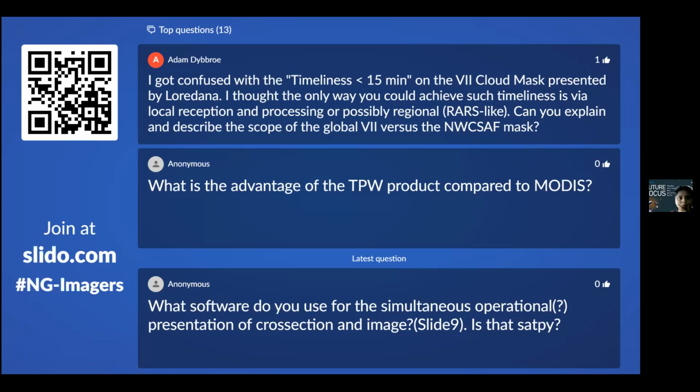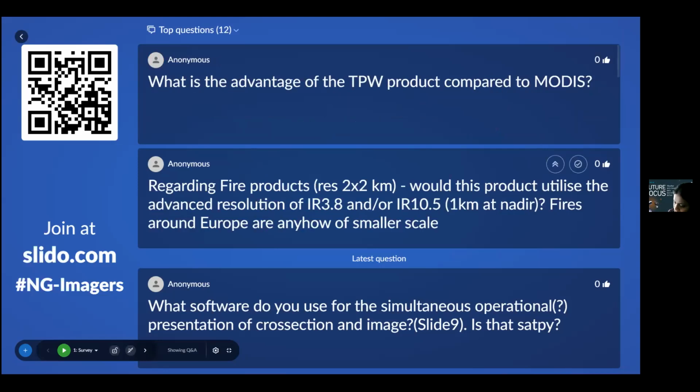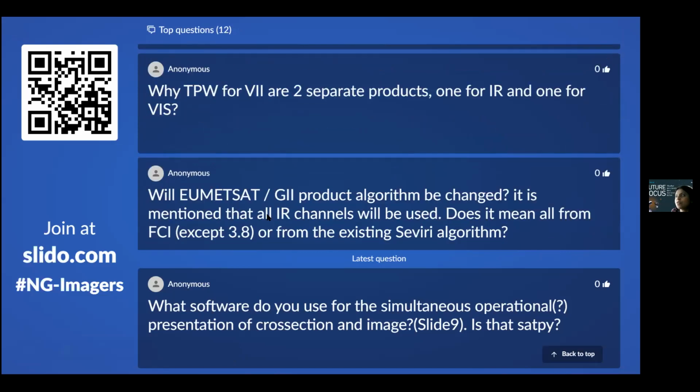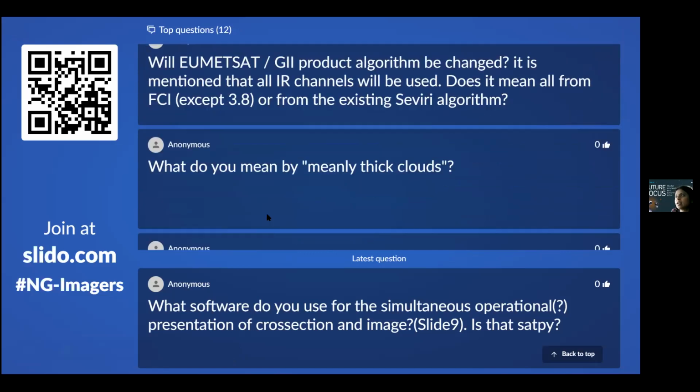Maybe you want to answer the next one too. What is the advantage of the total? No, that's your next talk. Yes, definitely, we take that, and the fire talk we take later. I think the rest of them we take later.